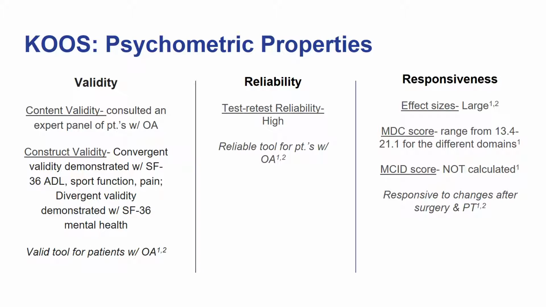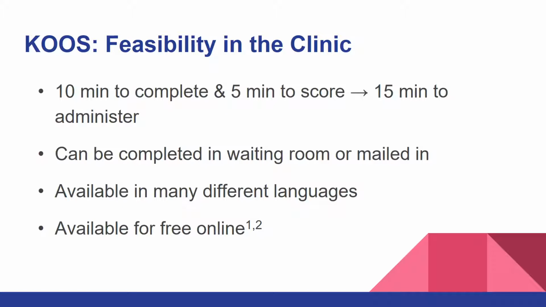The KOOS has good reliability with high test-retest reliability, and in terms of responsiveness, effect sizes are large and the MDC is established on a range from 13.4 to 21.1 for the different domains. Each domain has a different MDC because they're measuring different things. One disadvantage of this measurement tool is that the MCID is not calculated. The KOOS is feasible and easy to administer in the clinic.